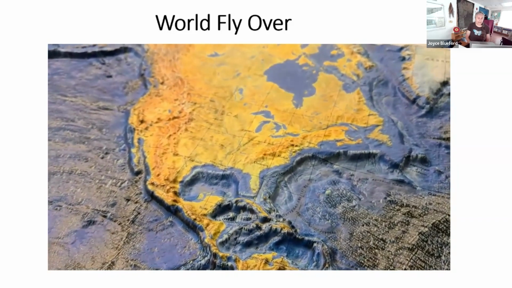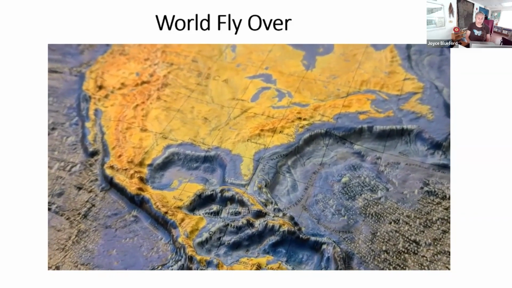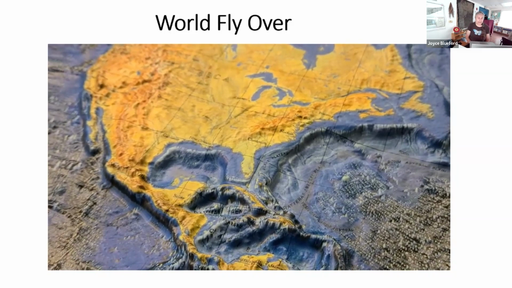And then we come to the United States. Now notice offshore there, we have some very deep trenches. Notice we have the East Coast versus the West Coast. The East Coast is land that's going down. It is kind of going down because its tectonics have stopped. But if you look at the West Coast, it's uplifting.